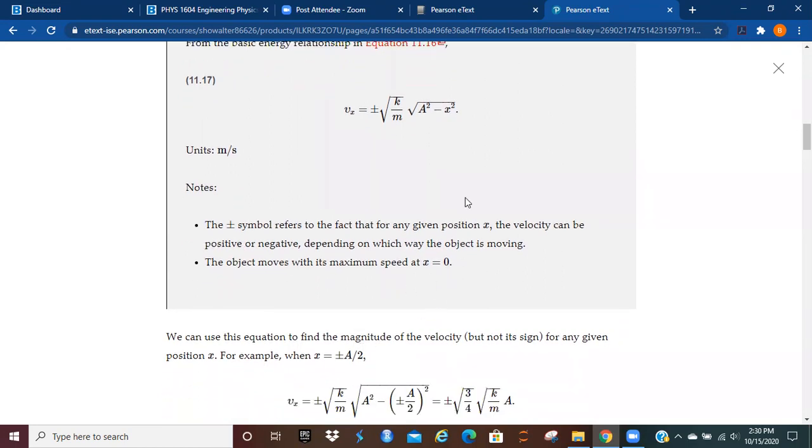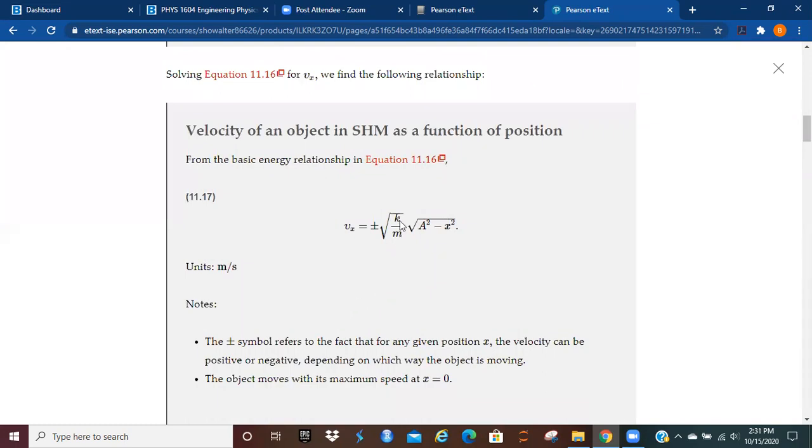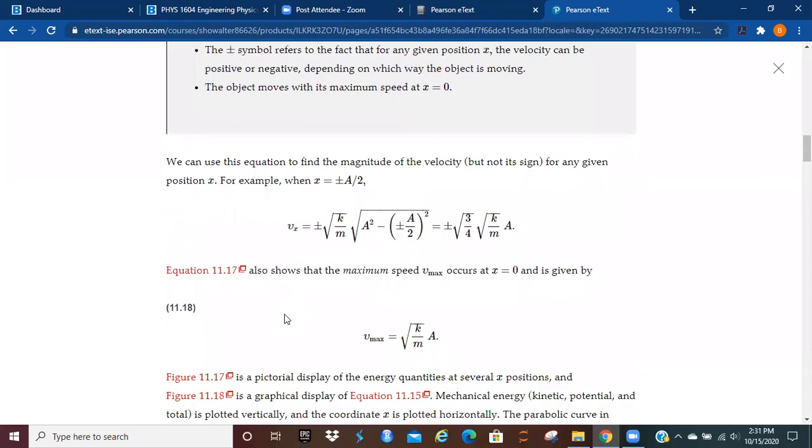It moves with its maximum speed when x is equal to 0. If you put in 0 for x here, you can see why that would be the case. That's going to be the biggest number you'll generate, because x is the only thing that's varying. This is set, that's set, and this is set. This is the only thing that varies. If you substitute in plus or minus A over 2, in other words, half the distance between the equilibrium point and the maximum extension, you end up with a velocity that's plus or minus the square root of 3 over 4 times the square root of k over m times A.